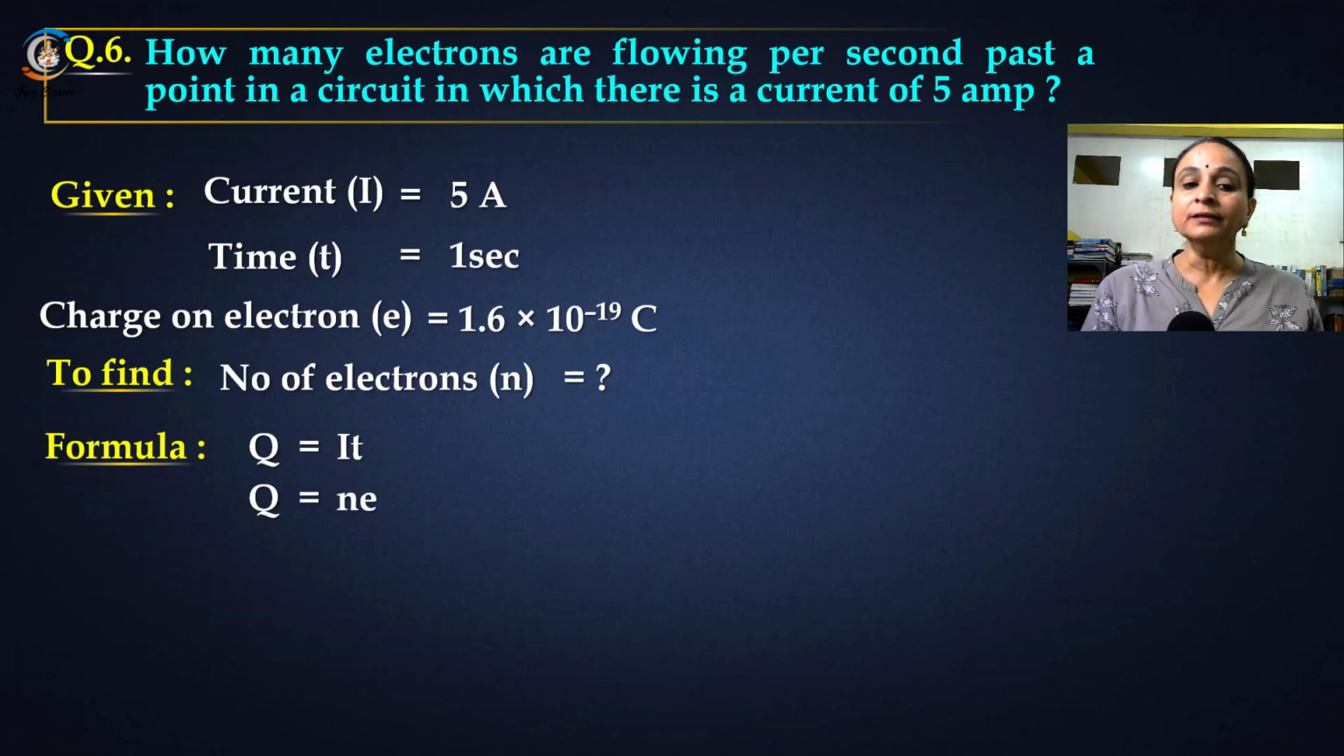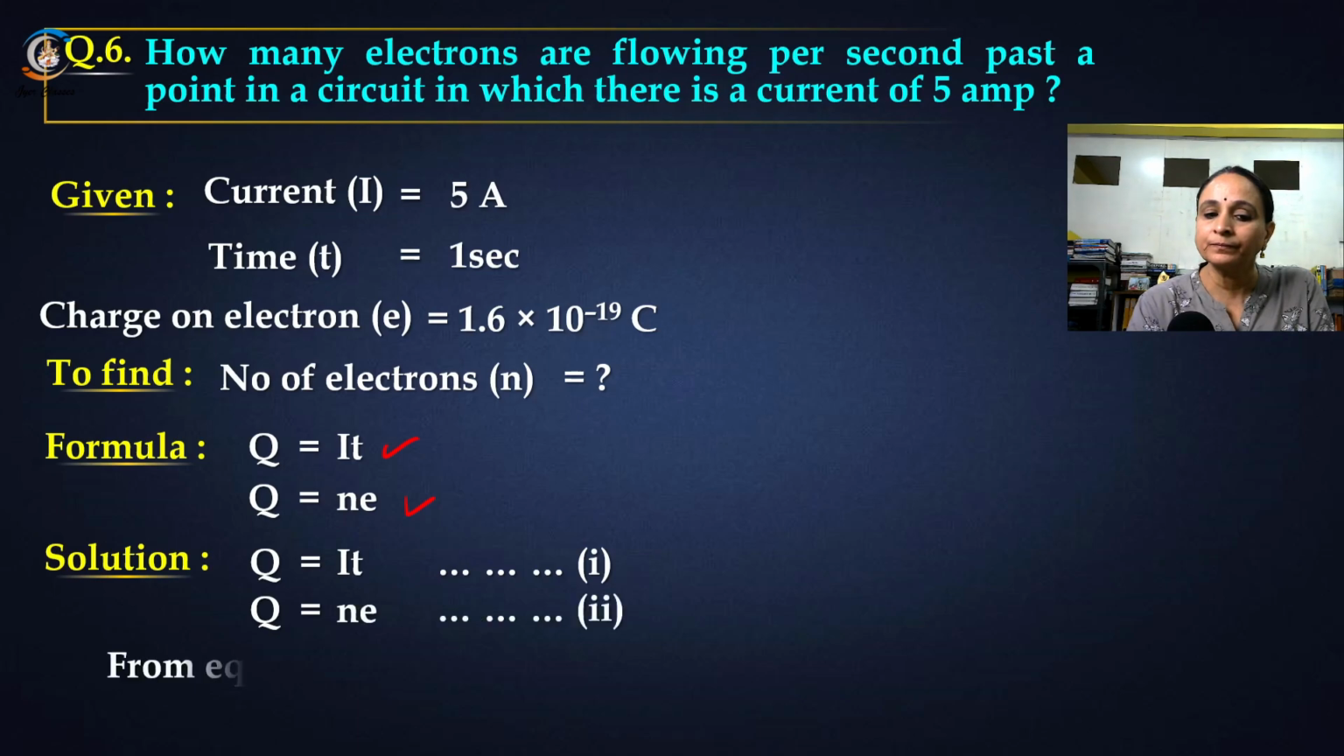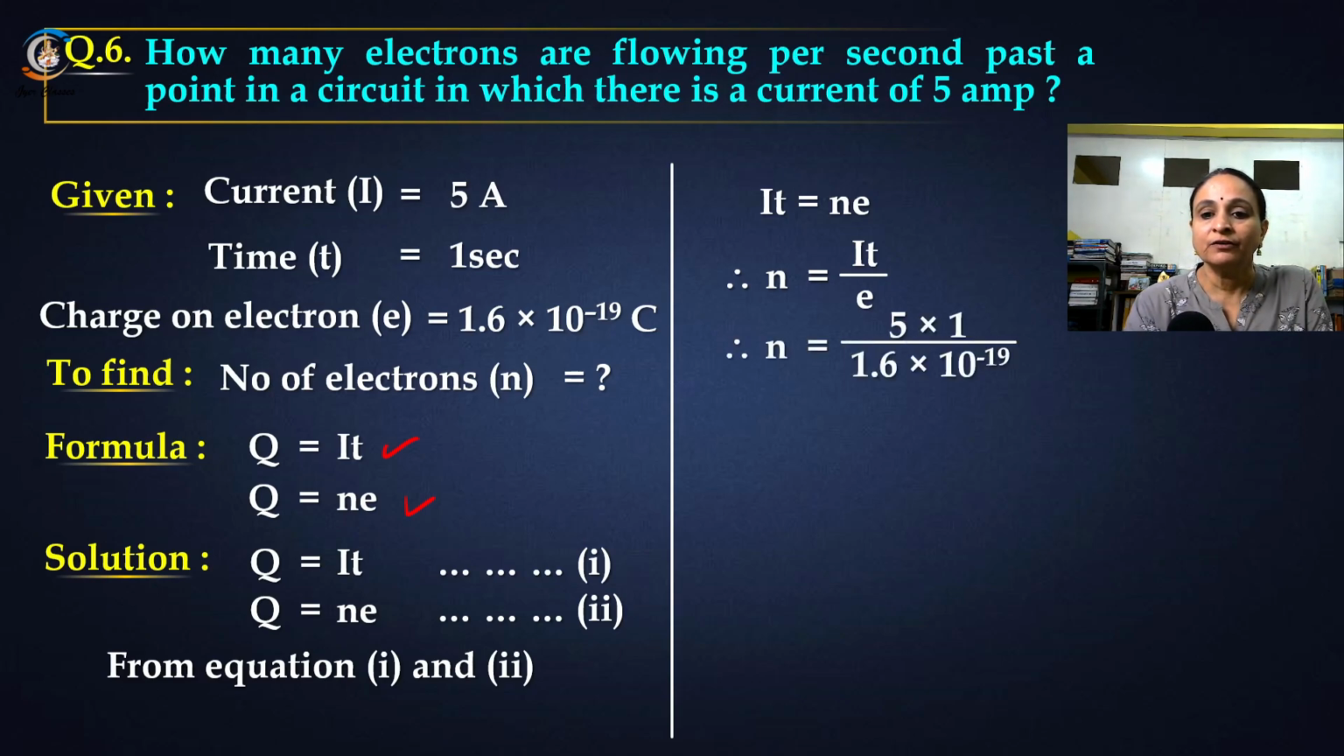एनी ना बाबा. Q इज इक्वल टू IT भी होता है, Q इज इक्वल टू एनी भी होता है. क्यों ना हम इन दोनों को इक्वेट कर दें. तो इक्वेट जब कर दिया तो I है हमारे पास और T भी है, N भी है. N को निकालना है और E भी पता है. सो N इज इक्वल टू IT बाई E. तो लगा दो वैल्यू. 5 into 1 divided by 1.6 into 10 to the power of minus 19. So when this value is calculated, it is 6.25 into 10 to the power of 18.